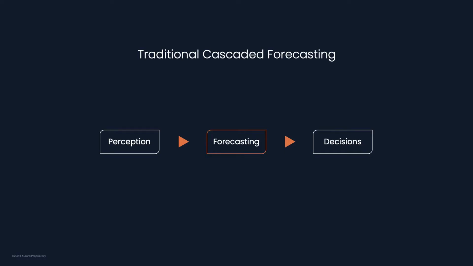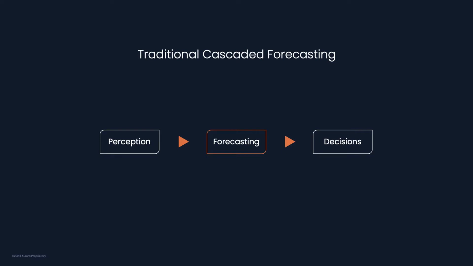In the self driving industry, it's common to see a diagram like this explaining how an AV makes decisions. This is the traditional cascaded approach to forecasting. First, we perceive where all the actors are, then we forecast where they'll be in the future, and finally, we make decisions based on those forecasts. While this may sound reasonable, it doesn't actually capture how the world works.